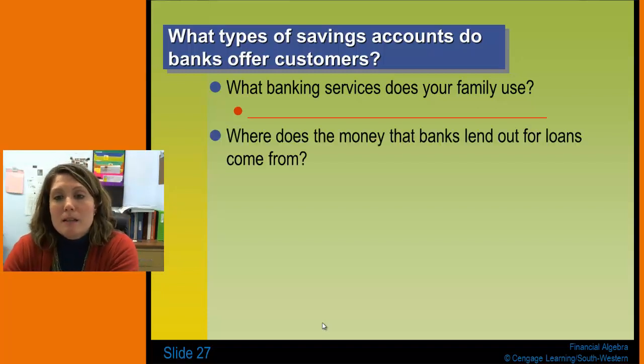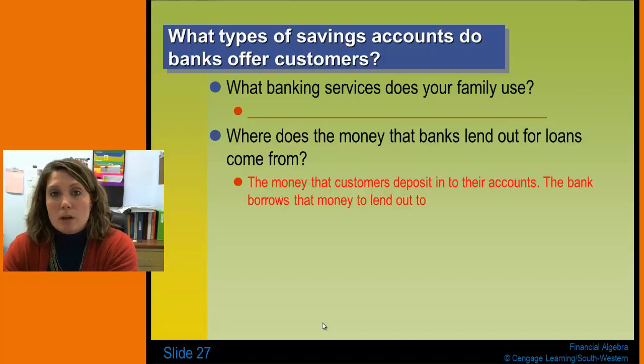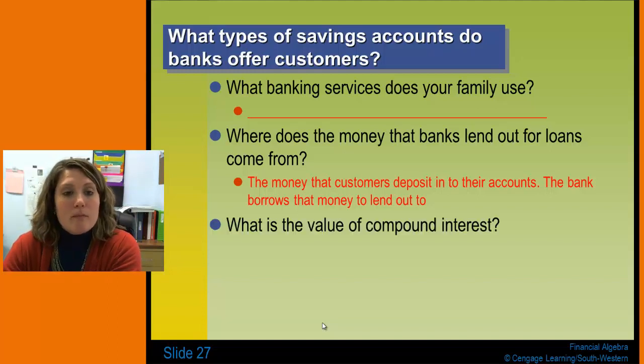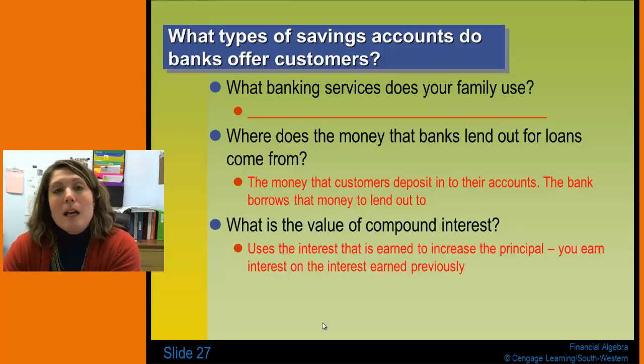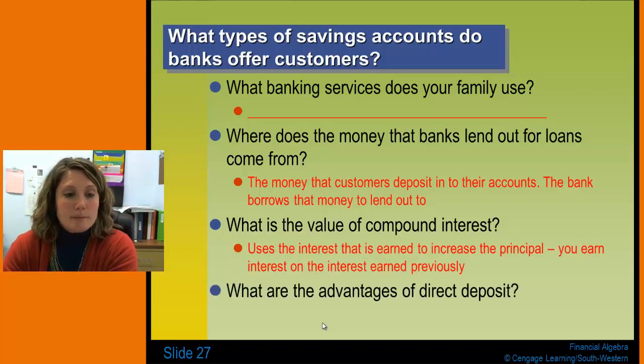Where does the money that banks lend out for loans come from? Well, as I said, we were doing the key terms. If they lend out money for loans, that's actually coming out of, little pieces of it are coming out of your savings accounts. So the money that you put into the bank, yes, it's yours, but the bank uses that money to pay out loans. What is the value of compound interest? Well, compound interest is really nice because you actually earn interest on the account, but then that interest turns into your principal, so you're actually earning interest on the interest.